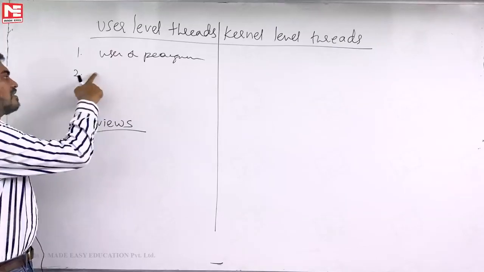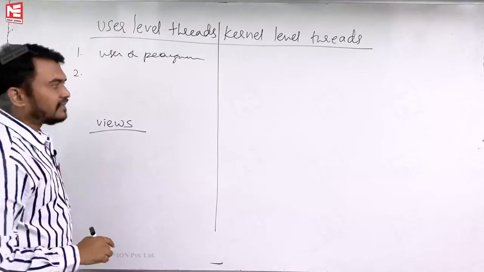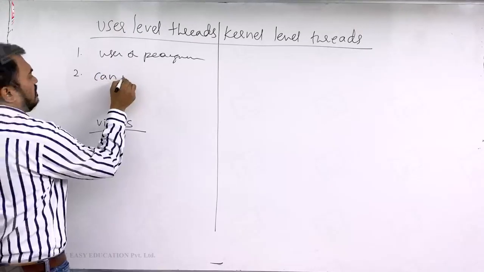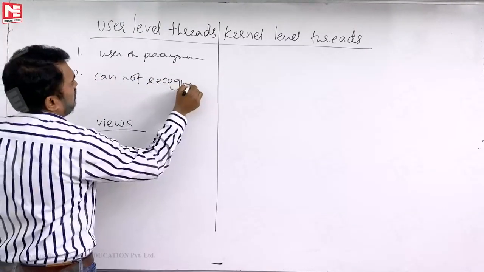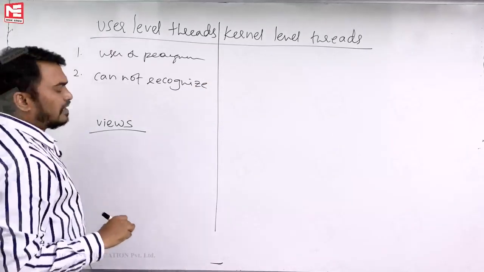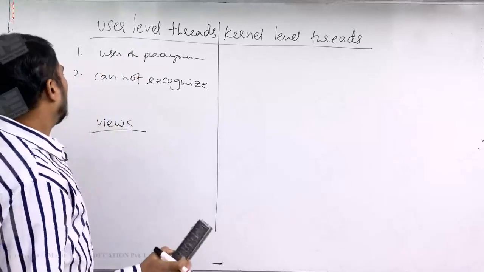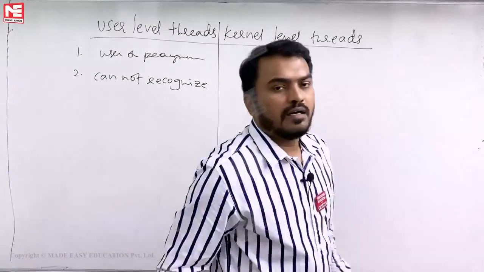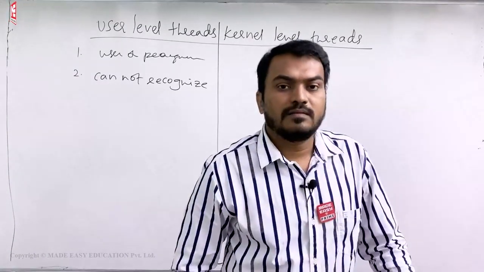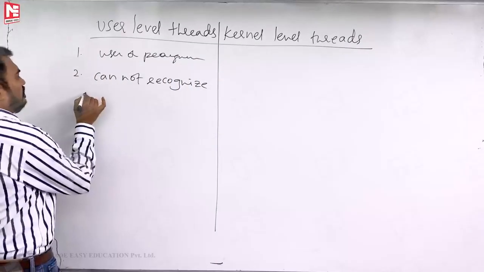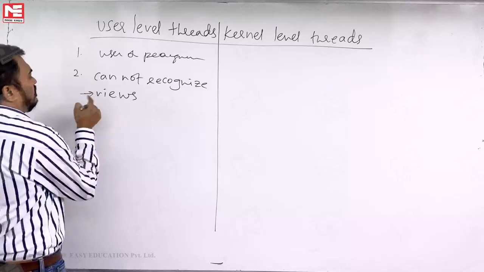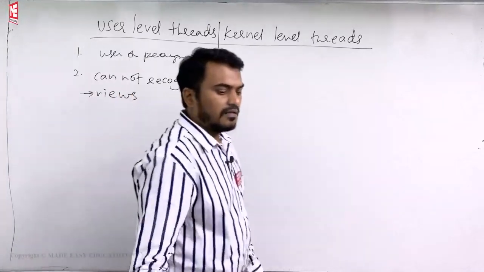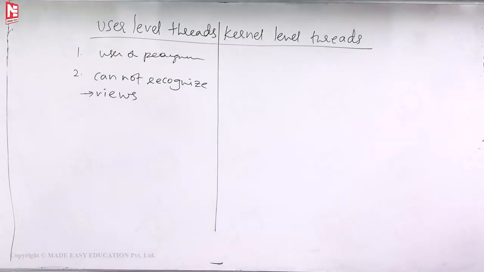So note down. Write the second point here. The second point is: operating system cannot recognize the user level threads, and operating system views user level thread as a process only.